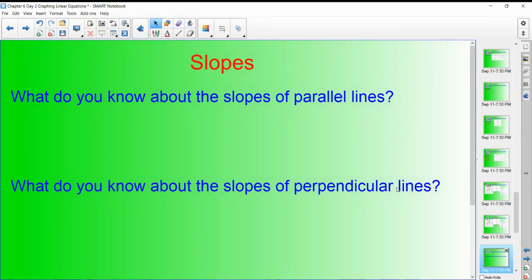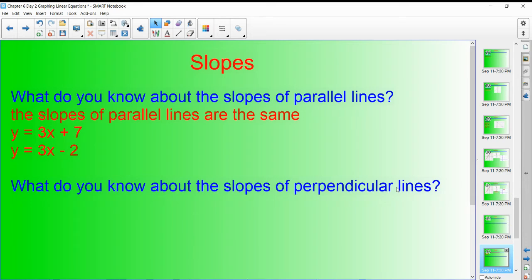So, parallel lines, they have the same slope, same steepness, they will never cross. Parallel lines do not cross. The slopes are the same. So these two equations that I put here are examples of parallel lines. They have the same slope, different starting heights, never going to touch. They'll be railroad tracks.